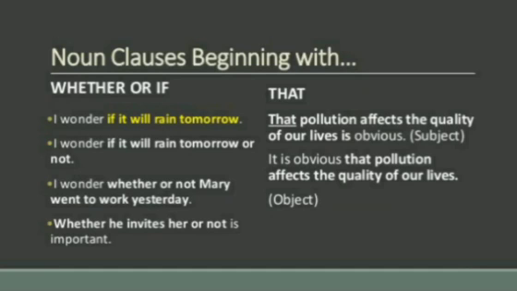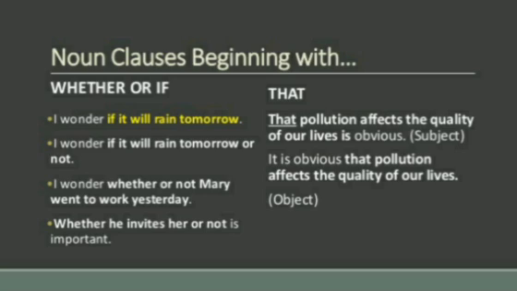Now we have some more examples of noun clauses beginning with whether or if. I wonder if it will rain tomorrow. I wonder if it will rain tomorrow or not. I wonder whether or not Mary went to work yesterday. Whether he invites her or not is important.